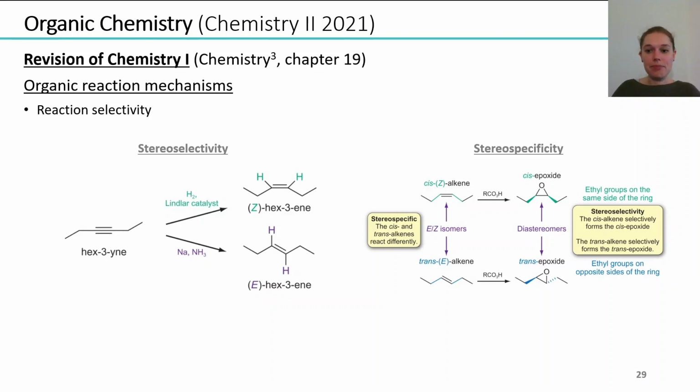So we have, for example, this cis or Z alkene, and then we do the epoxidation reaction and we end up with a cis epoxide. Conversely, if we start with the trans or E alkene, we will end up with a trans epoxide. So that means that both of the stereospecific epoxidation reactions are at the same time also stereoselective. And so we can see here that cis alkene forms cis epoxide or trans alkene forms trans epoxide.